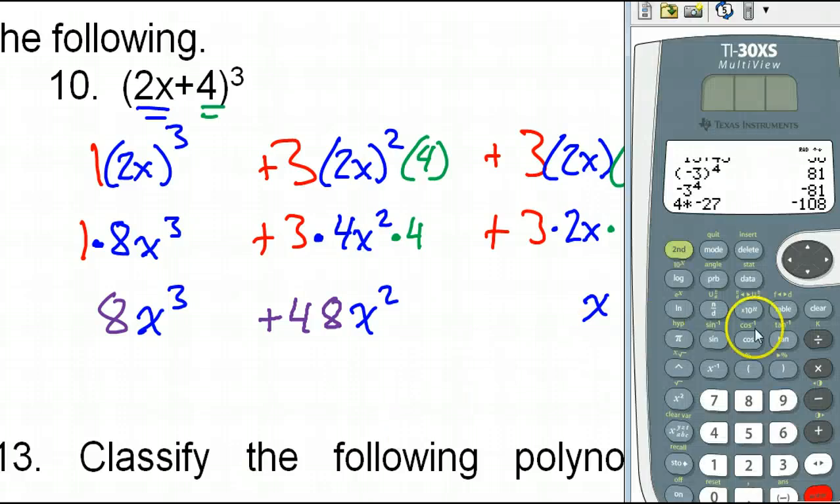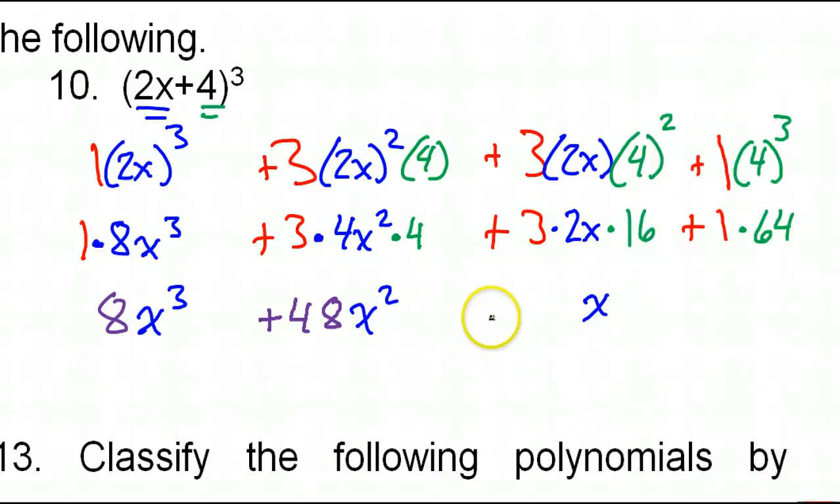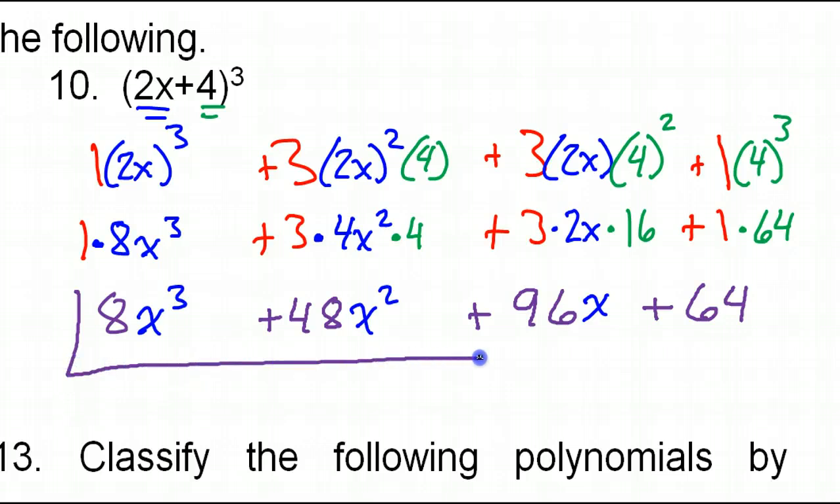Alright, my brain's getting tired, so I'm going to put this in the calculator. It was 3 times 2 times 16. So you could just do it all. 3 times 2 times 16. Okay, that's 96. Okay, so that's 96x. And then of course 1 times 64 is just 64. So that is the answer for number 10.